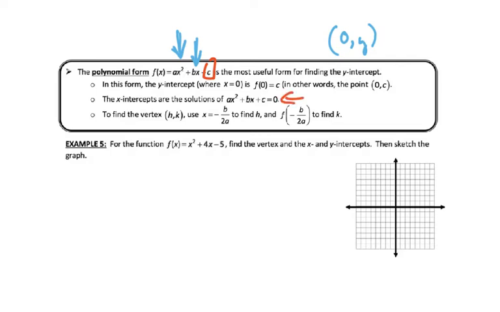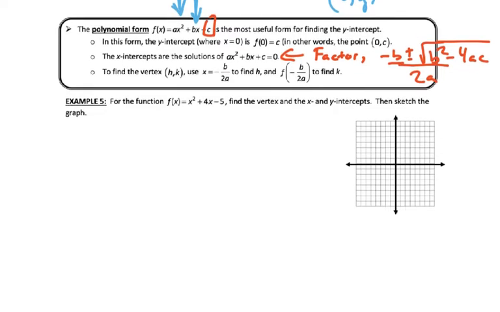I'm reading them off of here. Keep in mind there's a couple ways of solving that. You could solve it by factoring. You could also plug into the quadratic formula, which is negative b plus or minus square root b squared minus 4ac all over 2a. And the last point was that to find the vertex, we use x equals negative b over 2a.